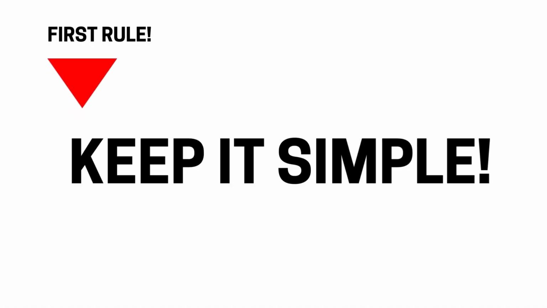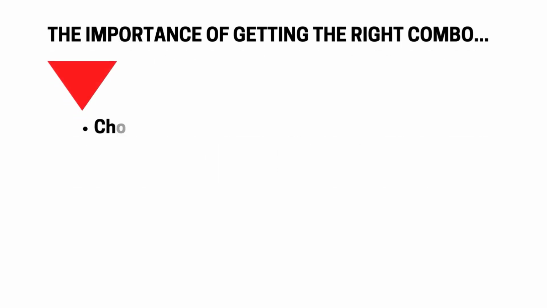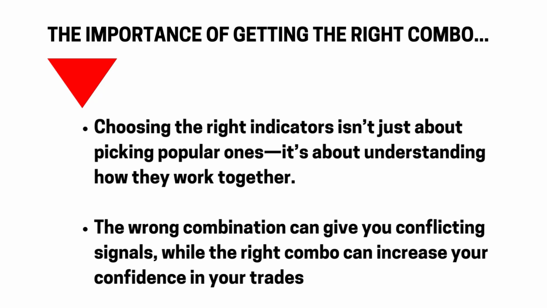So my first rule, and it's very, very obvious, keep it simple. You don't actually need that amount of indicators on your chart to make a strategy work. Sometimes the best strategies are the simplest. So I'm hoping you're starting to see now the importance of choosing the right combination of indicators. It's not just a case of picking what you fancy, the popular ones that you might read about or see on YouTube. It's about understanding how they work together. And the wrong combination can give you conflicting signals, while the right combo can increase your confidence in your trades.